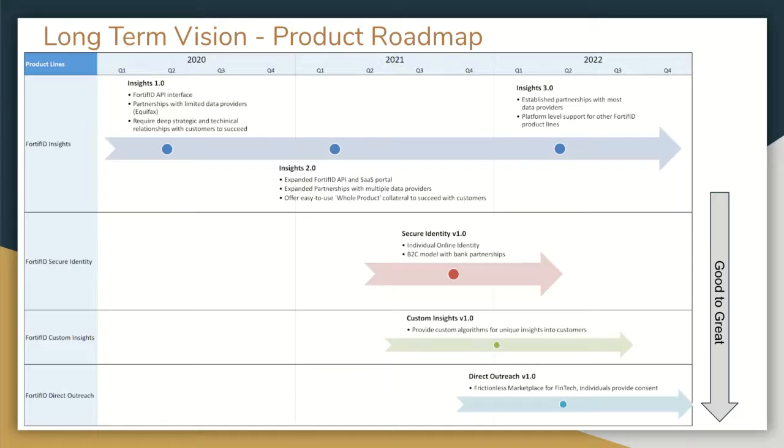And so there are other product lines, specifically the red and green and blue arrows, that we envision can be built on top of the same platform and could specifically address individual consumer data rights as well as enable a frictionless marketplace for the three stakeholders that were mentioned previously. And so this is what we perceive to take the Fortified platform from a good to great product.